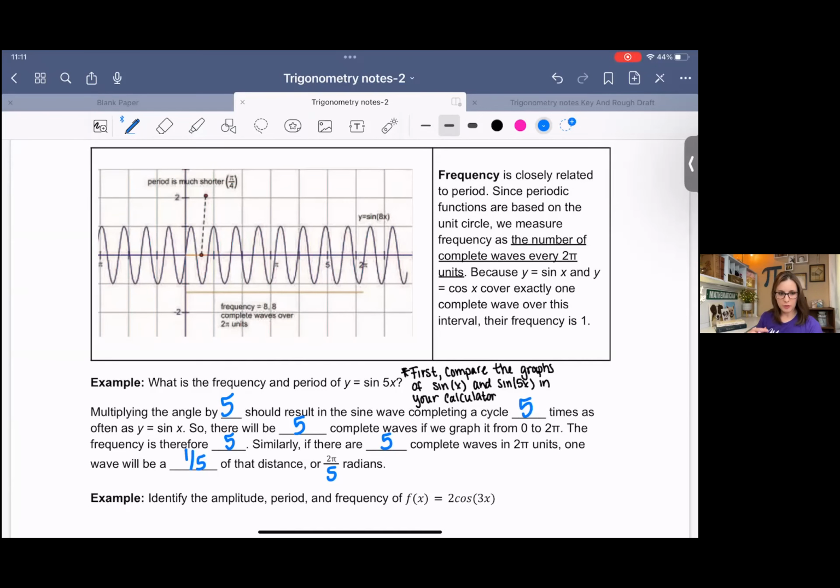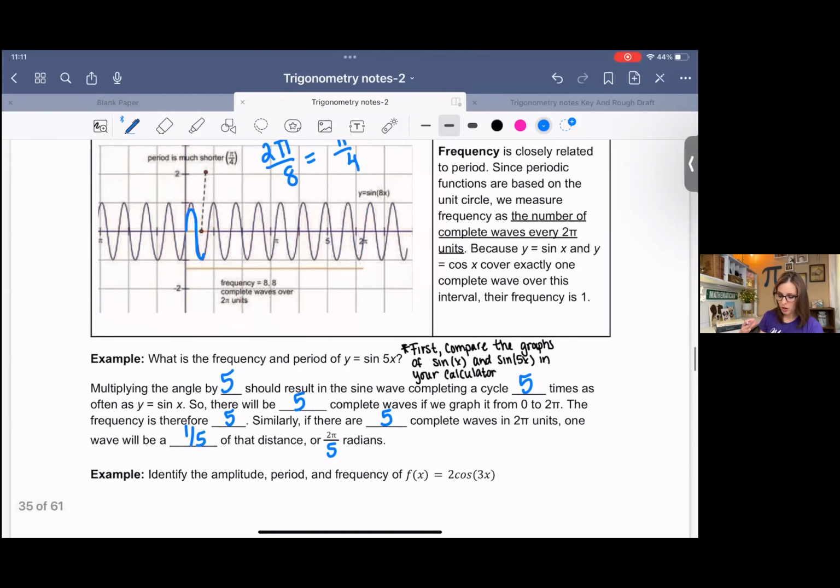Just to relate that to the one we saw above, we had 8 waves in a 2 pi space. So if we do 2 pi over 8, that gives the period of pi over 4, where one wave was completed at pi over 4. So that relates down here to follow that pattern. If there were 5 waves, then one of the 5 waves is completed at 2 pi over 5. I didn't write that down, but this is the period. And the frequency was how many waves there were.